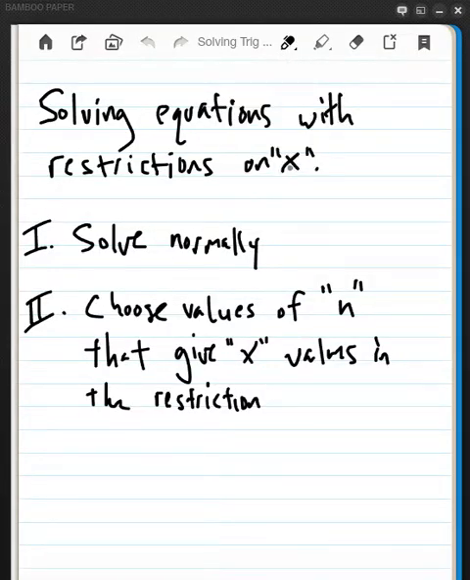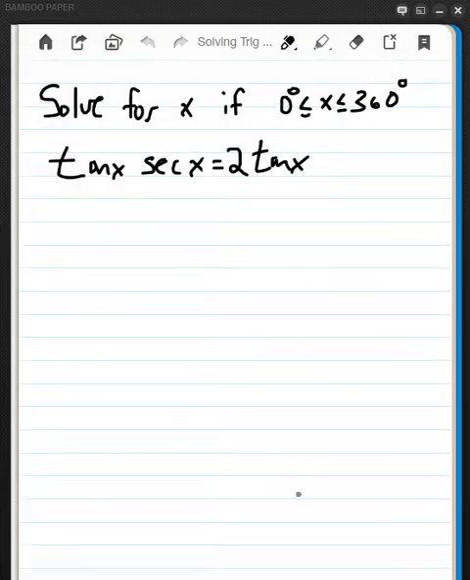So to solve with restrictions on x, you would solve it normally using the infinite case as your solution, and then you would choose values of n, that integer, to give x values within the restriction. So let's take a look at how to do that.